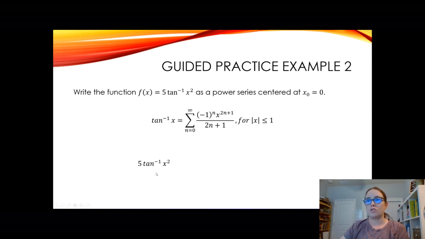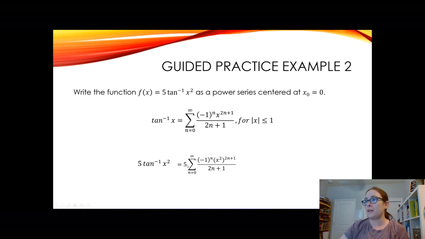So what I do is I start with the original series, and I look at the differences. Well, I have a 5 multiplying out front, so I can take this series and multiply it by 5, and that'll take care of that piece of it. And in place of x, I have an x squared. So in the series notation, I'm going to take the x and replace it with x squared. So it looks something like this.